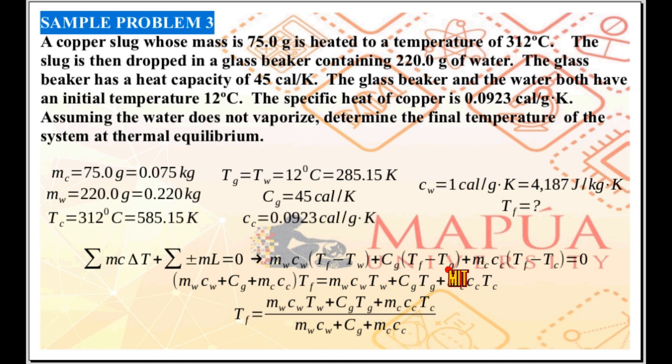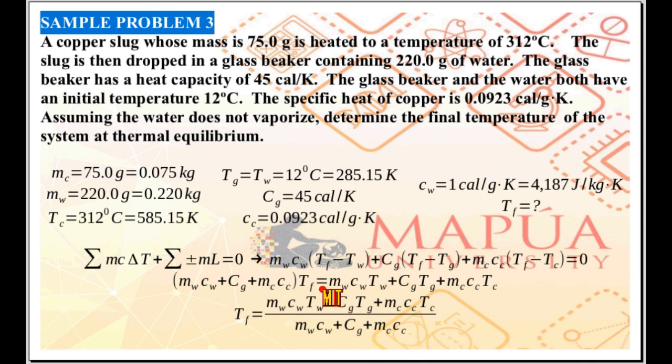And then we have the copper slug. So Mc Cc times delta T for the copper slug, that's final temperature minus initial temperature of the copper slug, equal to 0. We are looking for Tf. So isolate Tf. We get Tf is equal to Mw Cw Tw plus Cg Tg plus Mc Cc Tc, divided by Mw Cw plus Cg plus Mc Cc.